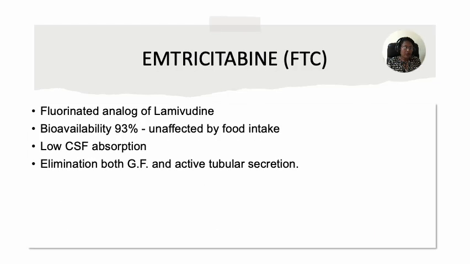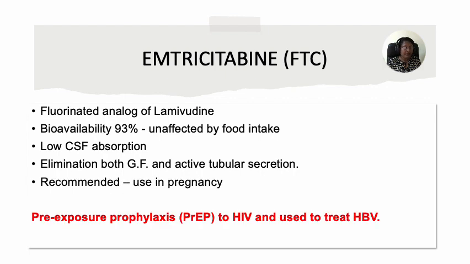Emtricitabine, we know, is the fluorinated analog of lamivudine, and we'll talk about lamivudine in a little while. It's one of those anti-cancer agents. It's safe in pregnancy, and it is one of the agents used for pre-exposure prophylaxis and to treat HIV, and used in the treatment of hepatitis B virus. So if we have a patient with a flare-up, this might be one of the agents that we may choose.